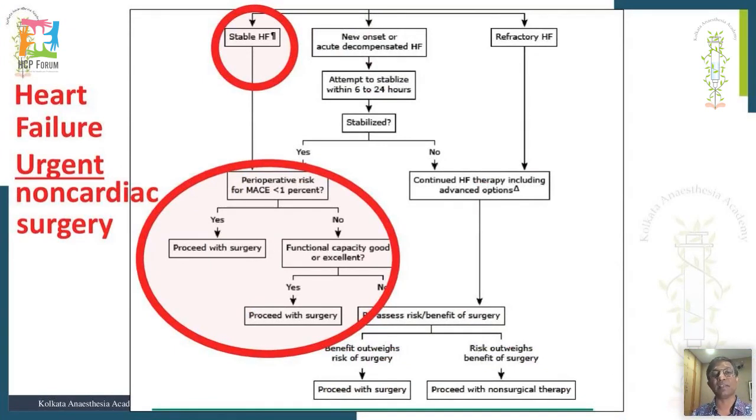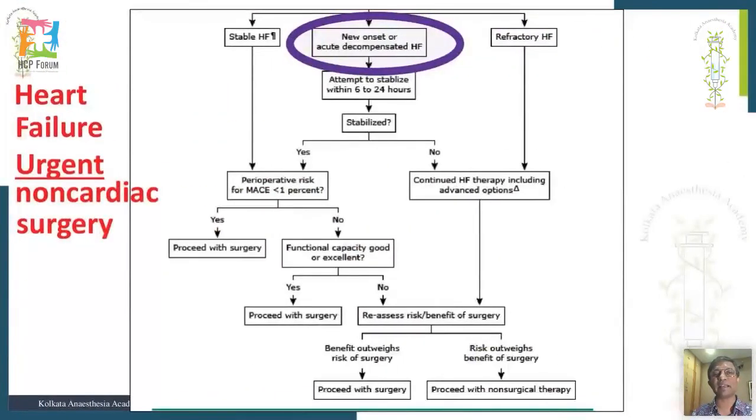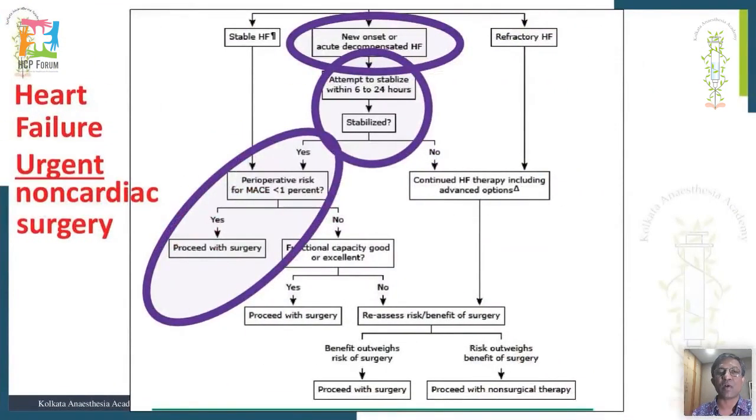Not decompensated, not refractory heart failure, stable heart failure. If it is new onset or acutely decompensated, and urgent surgery means you have around 6 to 24 hours, try to stabilize that in the next 6 to 24 hours. If they can be stabilized, and if a MACE is less than 1%, then you can possibly proceed for surgery.